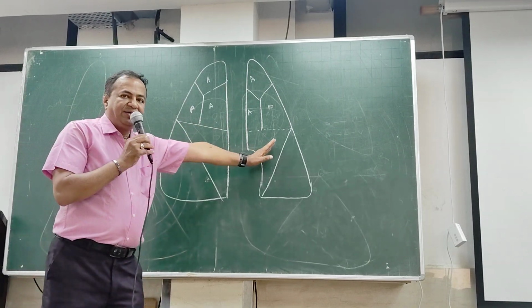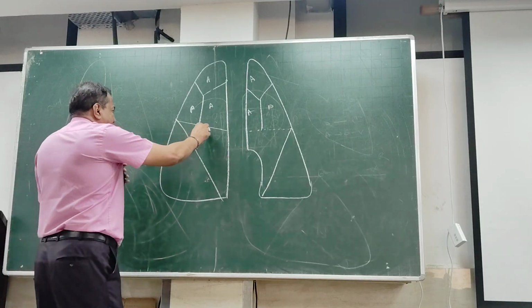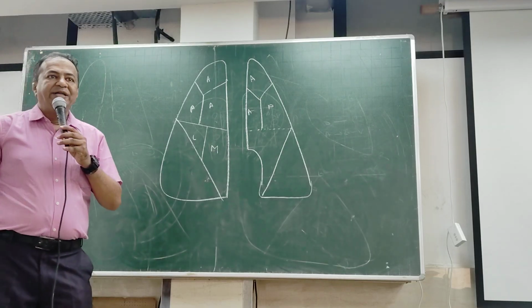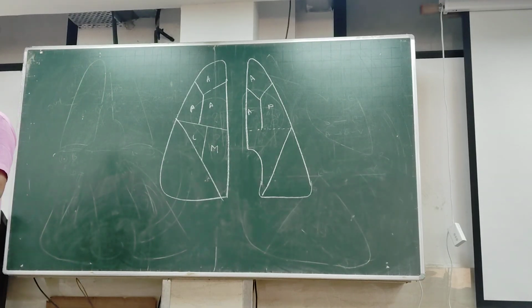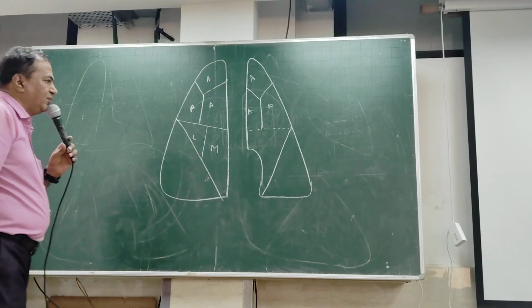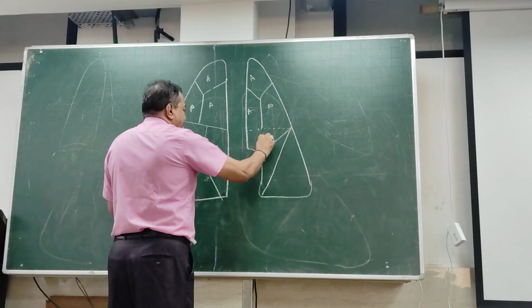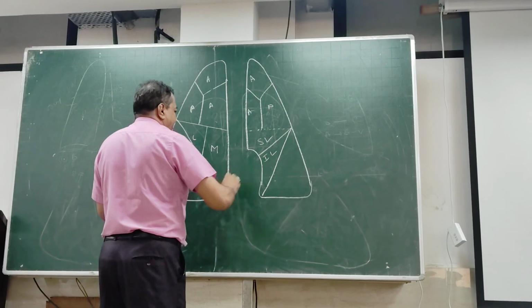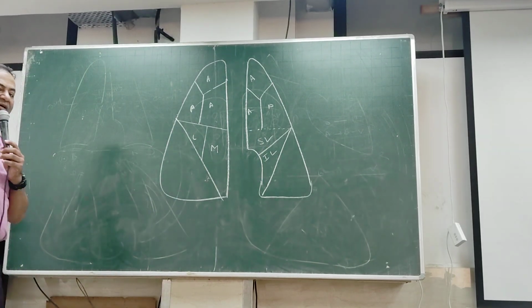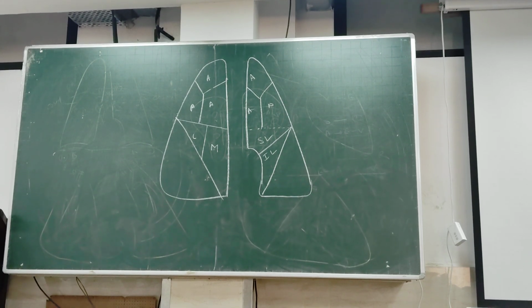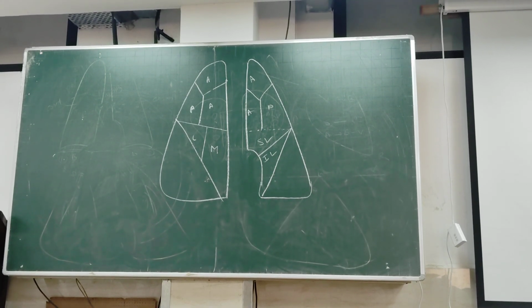Now this middle one: on the right side there are two segments, medial and lateral. While on the left side there is superior lingular and inferior lingular. What is there on the left side in the middle lobe? Superior lingular and inferior lingular, while on the right side there is medial and lateral. Why is it like this?